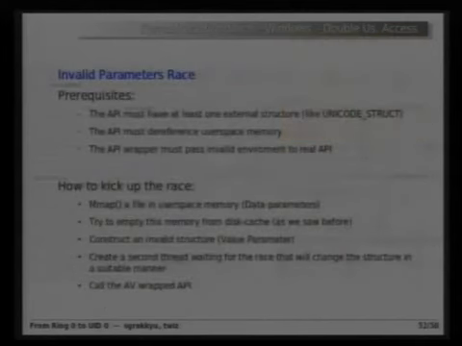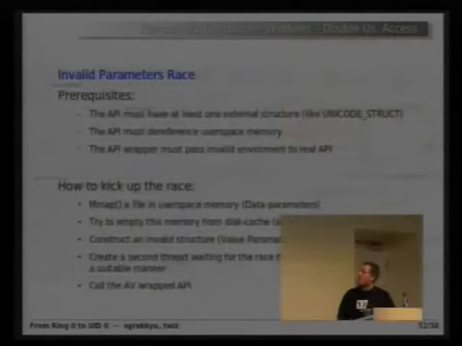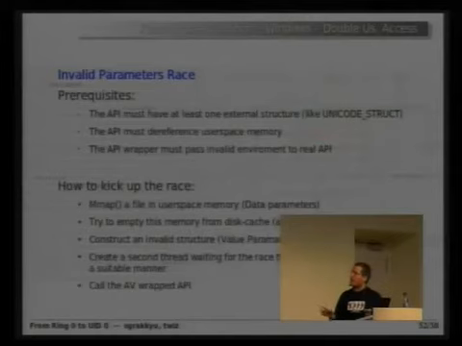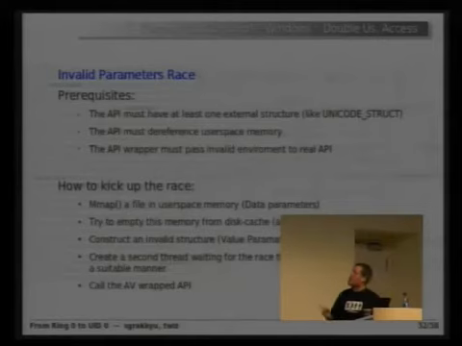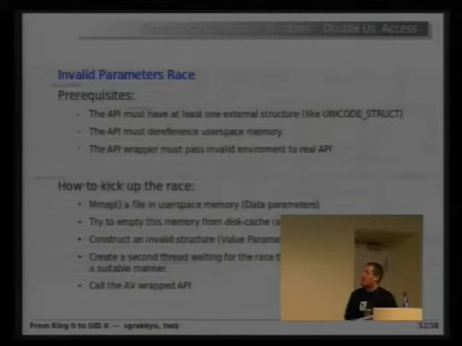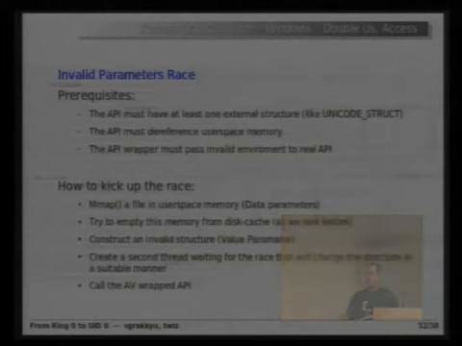The first is the invalid parameters trick. There are different prerequisites. In this sample, the API must have at least one external structure to access, like a Unicode struct. The API must dereference user space memory at least once, and the API wrapper must pass invalid arguments to the real API. Then the antivirus may be fooled by the invalid structure.